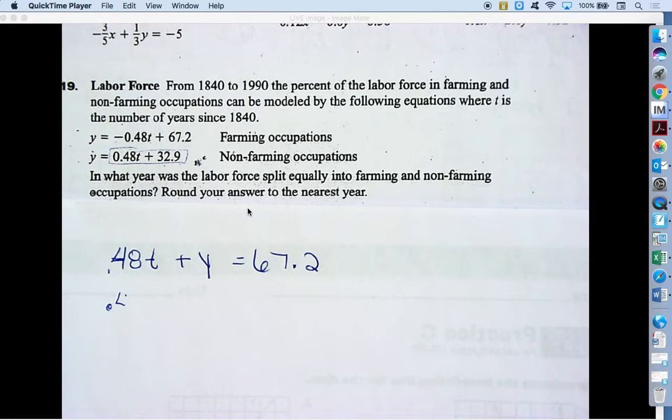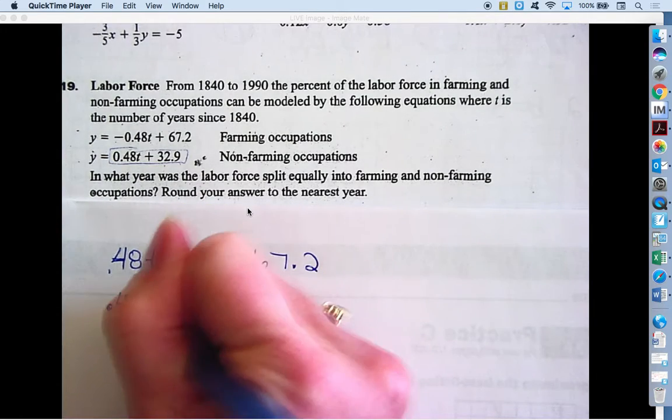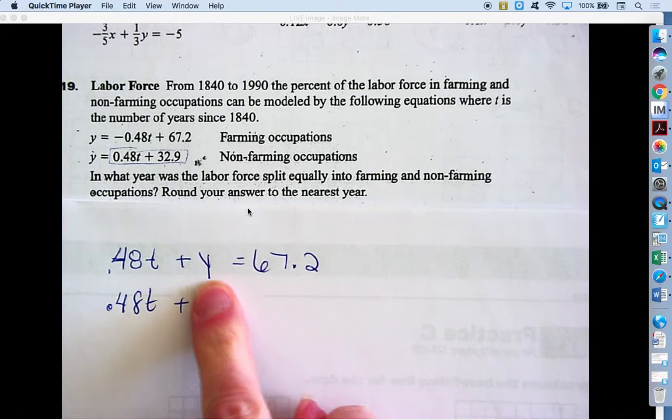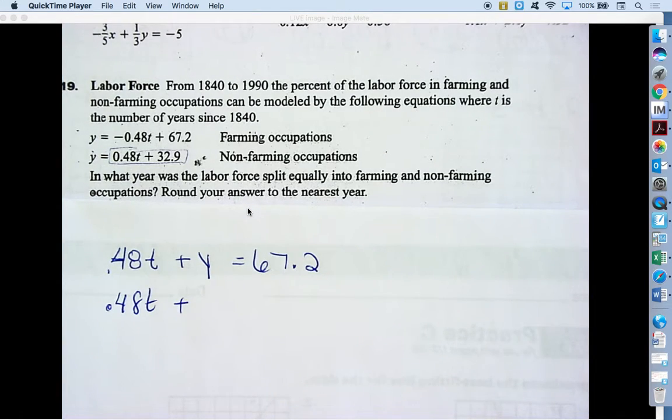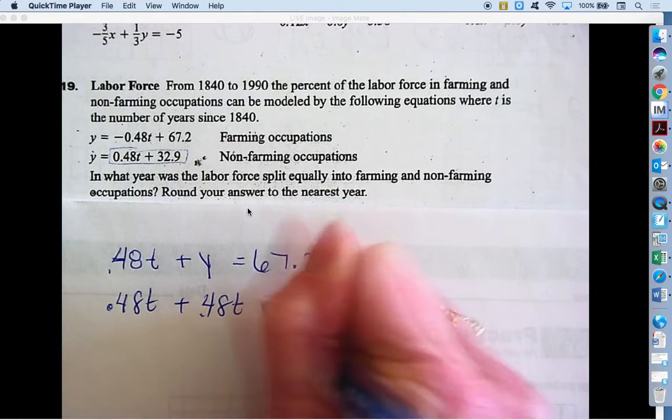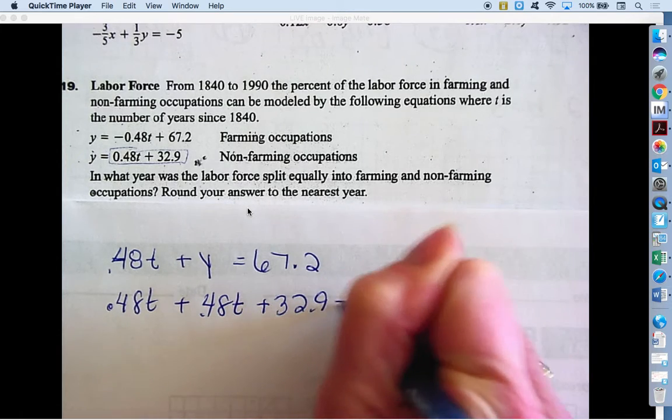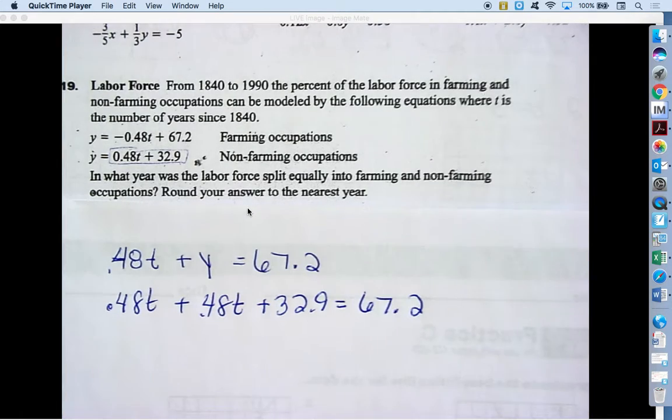So I'm keeping the 0.48t. And then instead of this y, you're going to plug in 0.48t plus the 32.9, and then that's equal to 67.2. So this is one way that you could solve the problem. Use substitution. So she added the 0.48t to get the t and the y together, and then replaced the y with the second equation, the 0.48t plus 32.9.